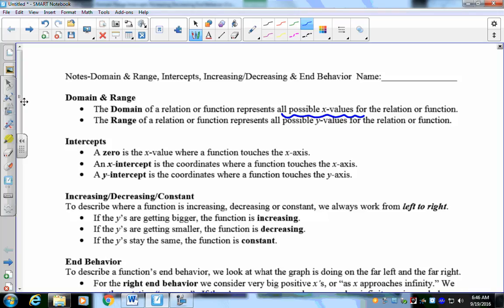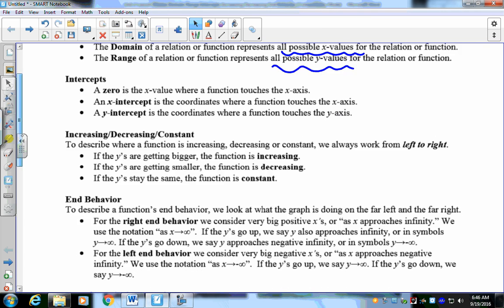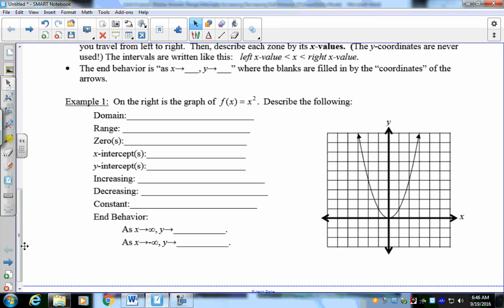The range are all of your y values. All right, so we just want to identify the x's and the y's for each graph. So if we take a look down here at y equals x squared, our quadratic, we can see it's already drawn for us. We want to think about first the x values. What x values are represented in this graph? So let's find our vertex point, because that's going to help us with labeling some of these other concepts as well.